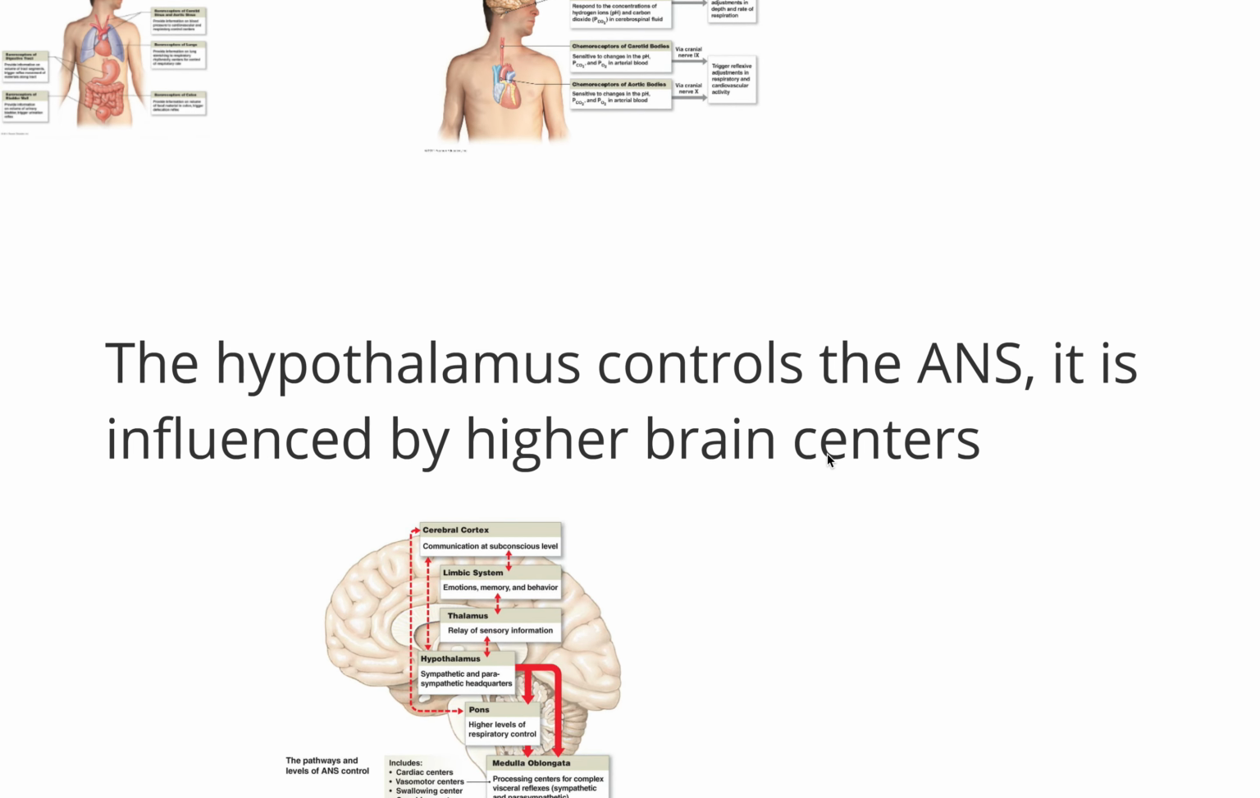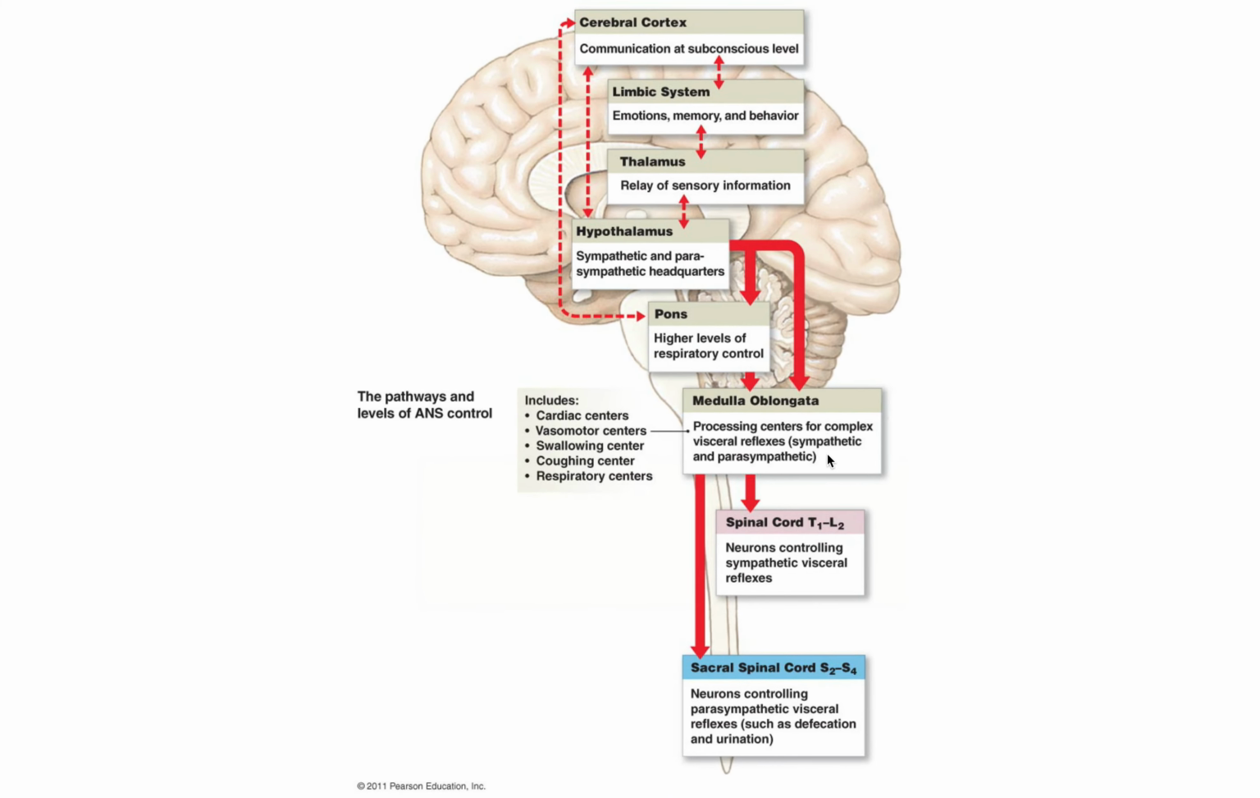And finally, the hypothalamus controls the autonomic nervous system, but it is influenced by higher brain centers. So hypothalamus has the main control, but depending on input it gets from the thalamus or the limbic system or the cerebral cortex, it will adjust things. Hypothalamus sends signals to the pons for respiratory control, the medulla oblongata for control of the heart rate.